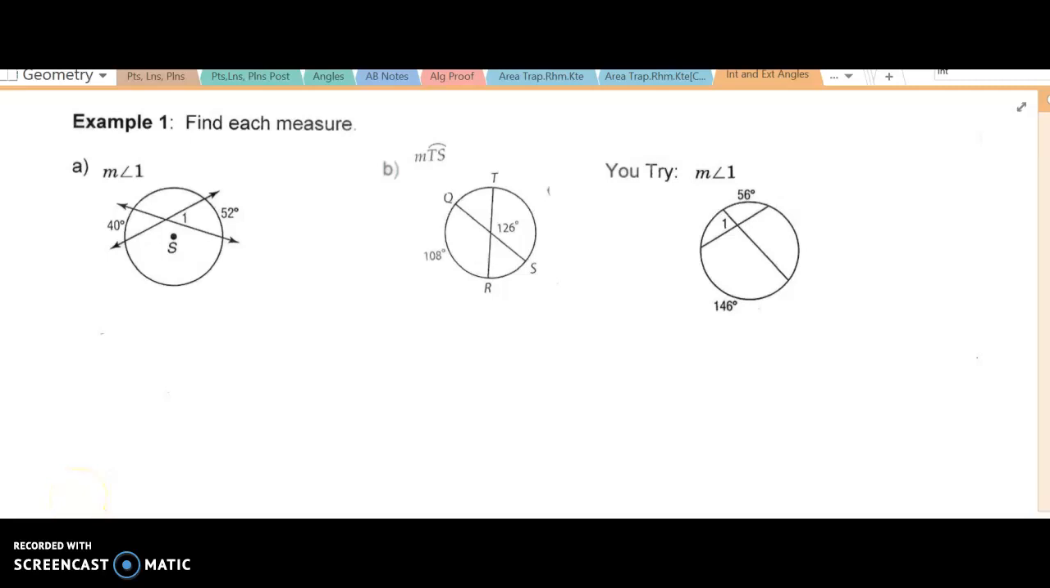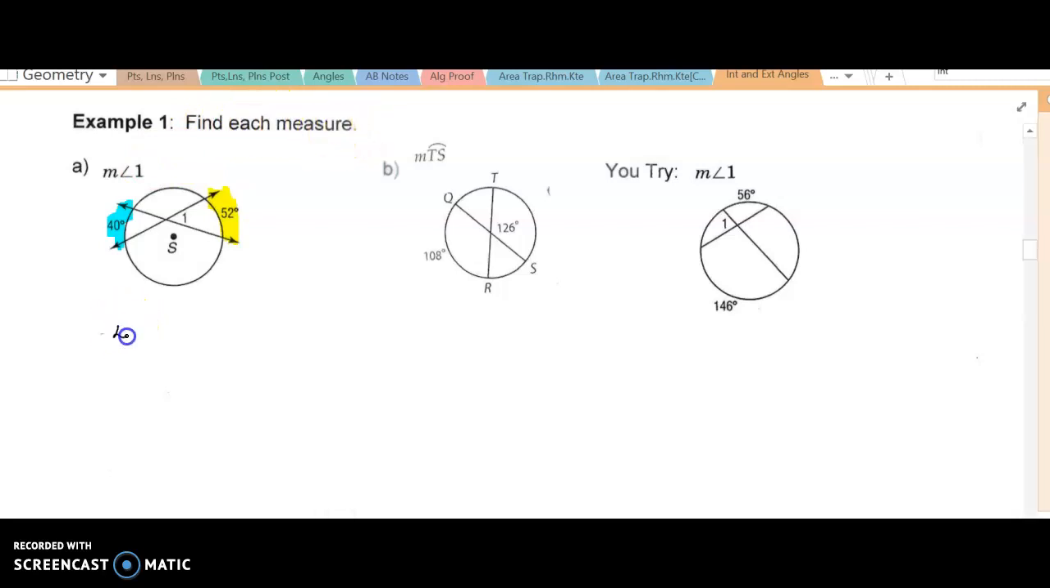Okay, so what we're looking for here is the angle in between, the arc in between those two secant lines that are crossing is 40 degrees on that side, and the arc on this side is 52 degrees, and the interior angle we're looking for is the measure of angle 1. It just said find each measure.